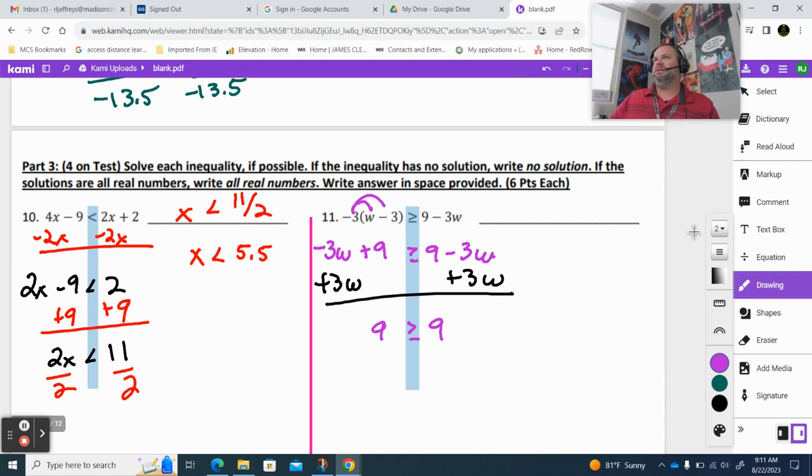Interesting. Very, very interesting. Is this a true statement? Yes. What happens when we get a true statement in inequalities or equations? What is our answer? IMS. Infinitely many solutions. Because if we get a true statement, that means we could literally plug in anything for our variables and get a true statement. You could plug in 50 bajillion for W on both sides of this and you're going to get a true statement.